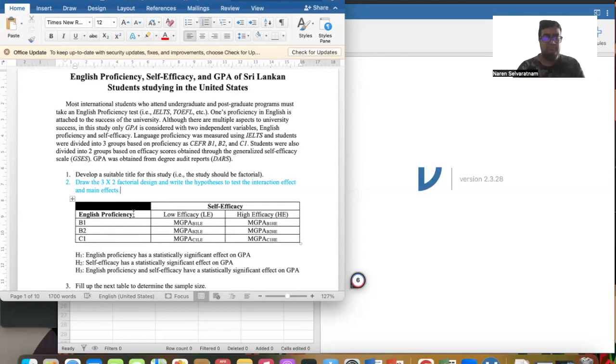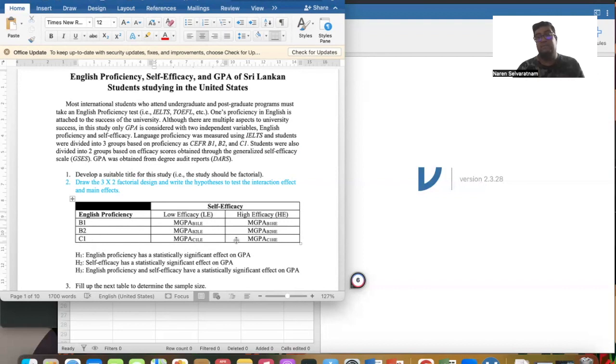So here I have English proficiency. This is one of my independent variables, and I have my 3 levels: B1, B2, and C1. This is self-efficacy, which is another independent variable, with low efficacy and high efficacy. So technically, 3 by 2 means 6 groups. I am going to check the GPA of students who have B1 proficiency and low efficacy, B2 proficiency and low efficacy, C1 proficiency and low efficacy, B1 proficiency and high efficacy, B2 and high efficacy, and C1 and high efficacy.